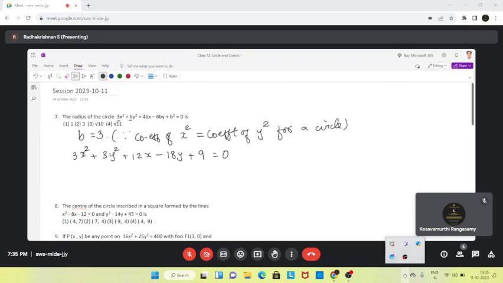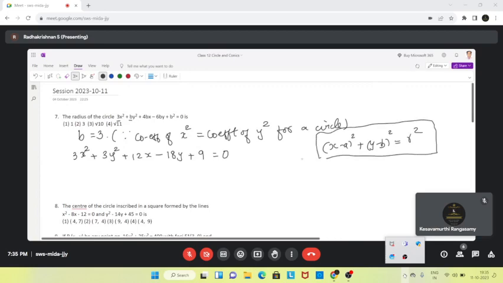The other way is we can rewrite this expression in terms of x minus a the whole square plus y minus b the whole square equal to r square. If we manage to write it like this, just doing some simple algebraic transformations, then a comma b is the center and r is the radius. So like Sundaresan said, we can either remember a formula, or we can do it like this. So I'm going to do it like this.